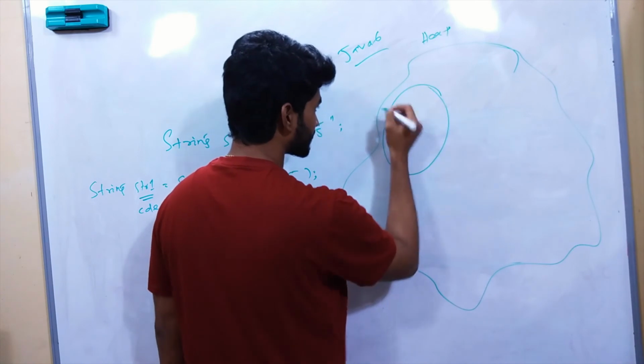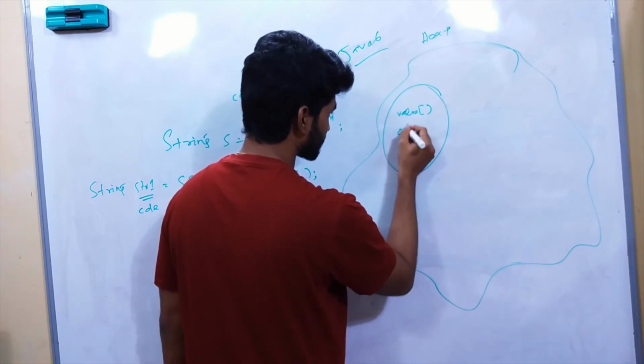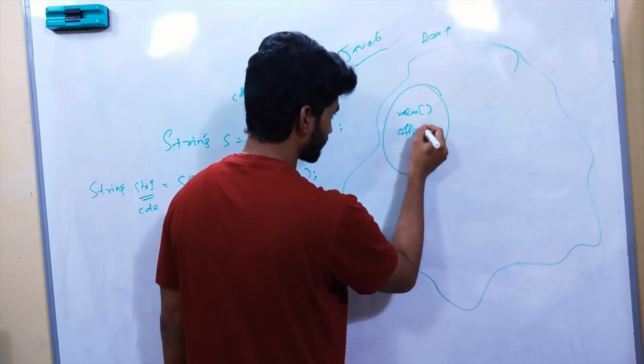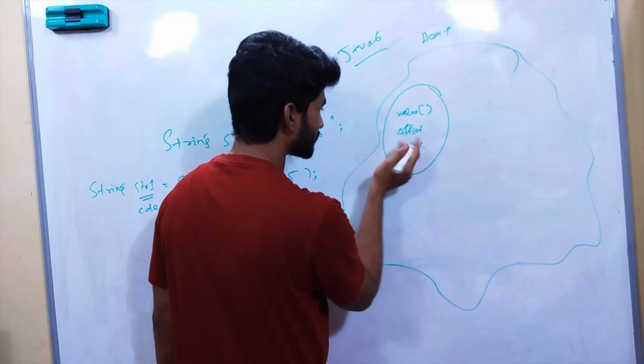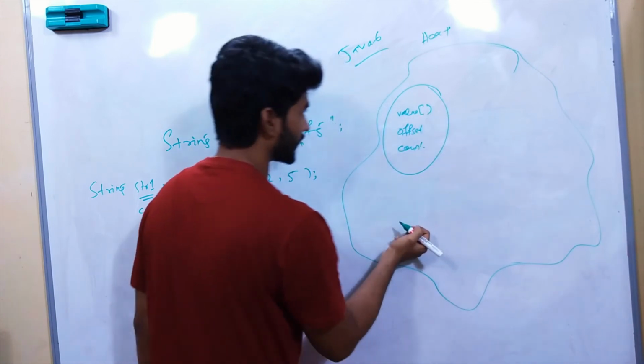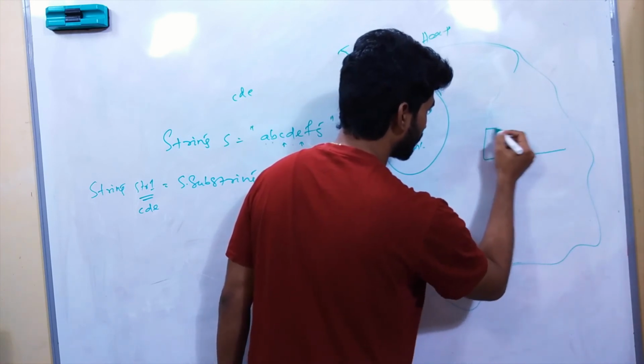So whenever we are creating a string object, we have a value array, right? And it has an offset. In Java 6 we used to have offset, and a count, right? Let's not talk about the offset and count here, but let's talk about the value array.